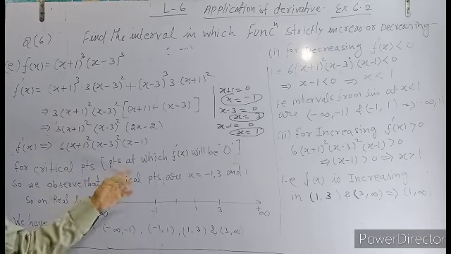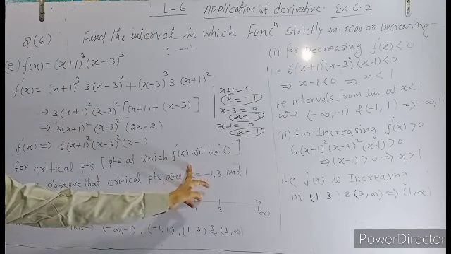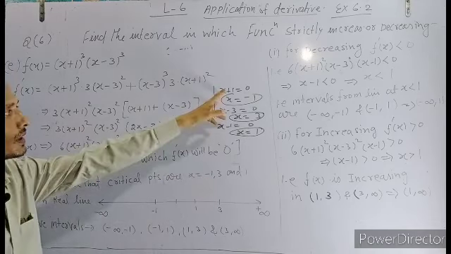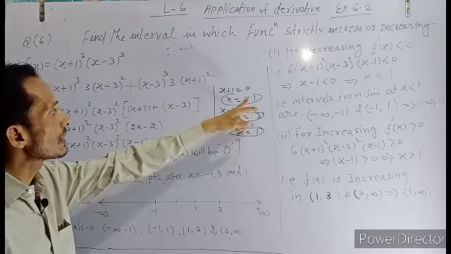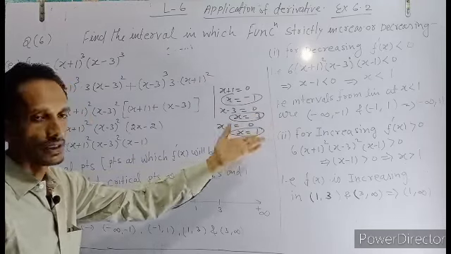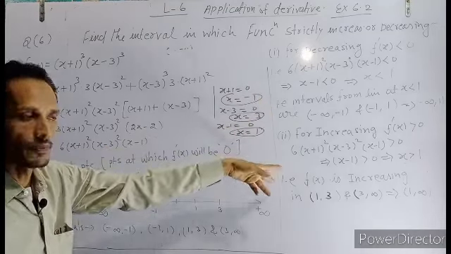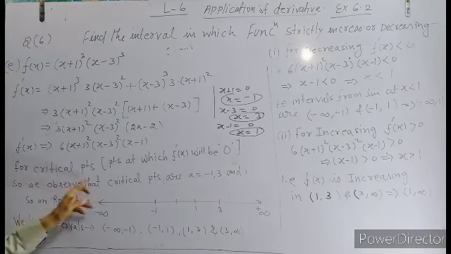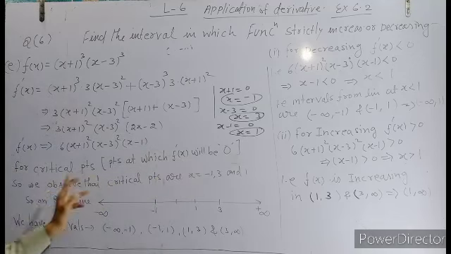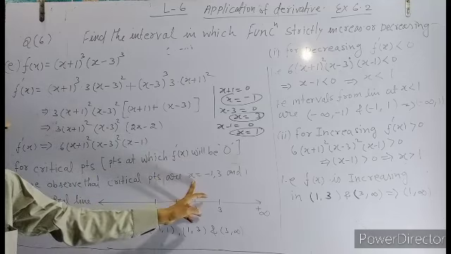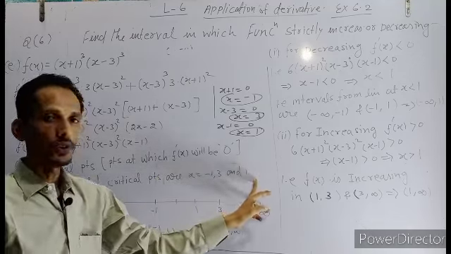For a critical point, a point at which the function's derivative f'(x) will be 0. These are called the critical points. So we have 3 critical points: minus 1, 3, and 1. It means the function's first derivative will turn 0 at these points. So we observe that the critical points are x equal to minus 1, 3 and 1.